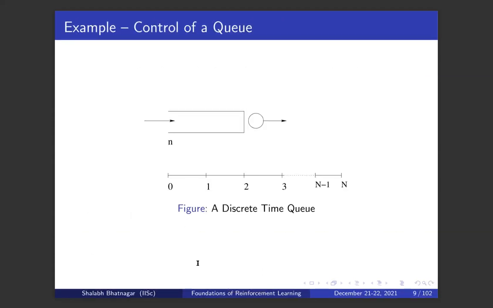Is there any question till now? Okay, so maybe we can move forward.